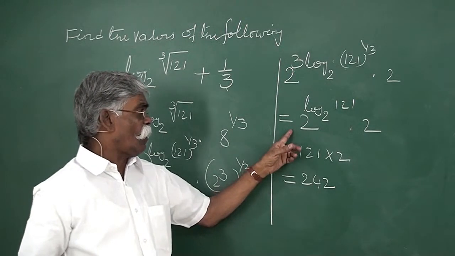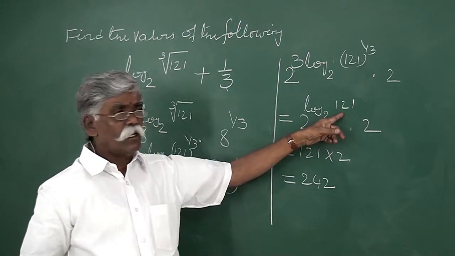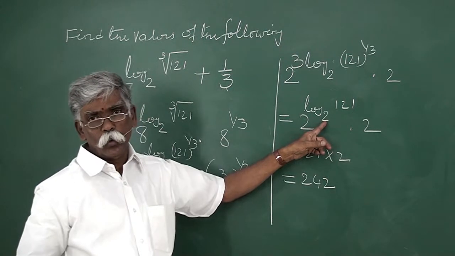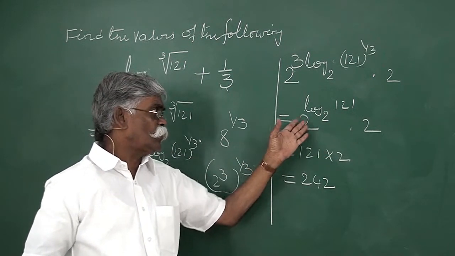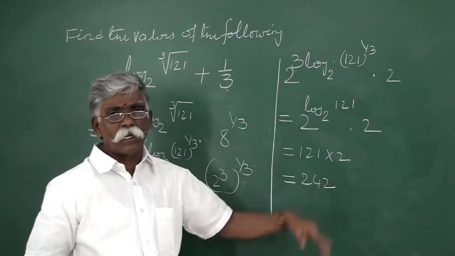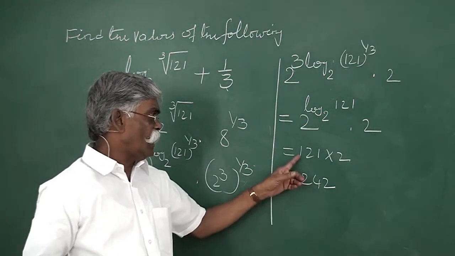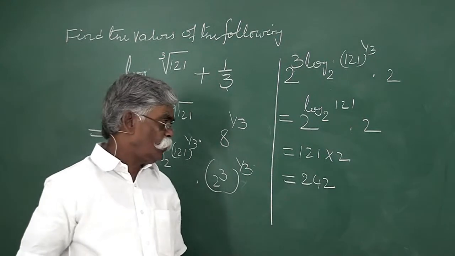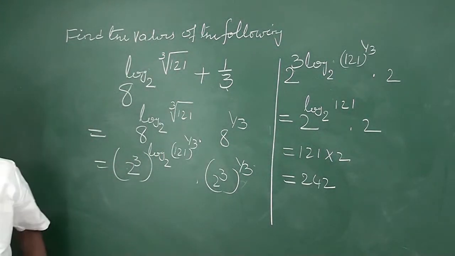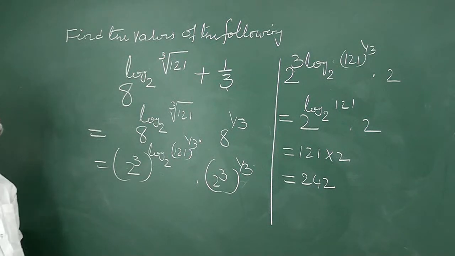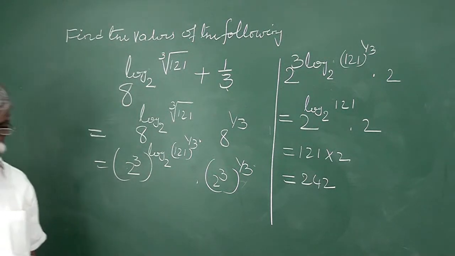So therefore this is log of 121 to the base 2 into this is 2, and here this is 2 and the base for the logarithmic value is also 2. Hence this is 121 into 2. Therefore finally the answer is 242. And hence the value of 8 power log of cube root 121 to the base 2 plus 1 by 3 is equal to 242.